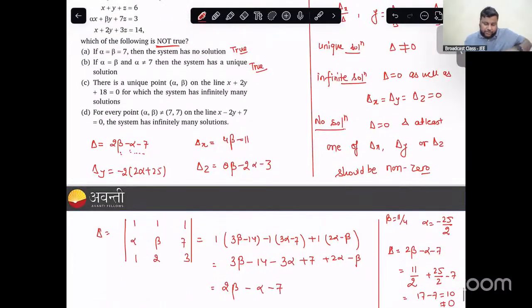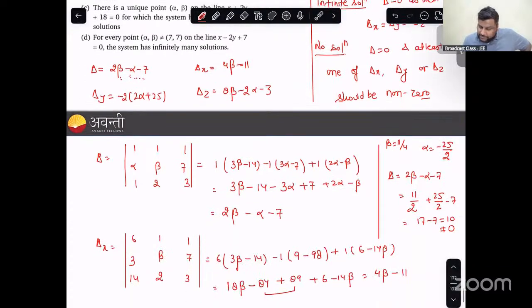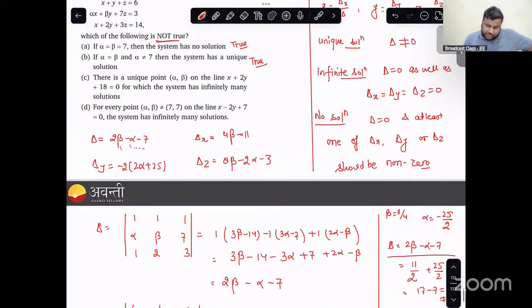So they are saying there is a unique point alpha beta on this line for which the system has infinitely many solutions. So for infinitely many solutions, I need to have alpha minus 25 by 2 and beta 11 by 4. But that point does not lie on this delta. That point is not going to make delta 0. So this is false. For every alpha beta which is not equal to 7, 7, this line x minus 2y plus 7, the system has infinitely many solutions.